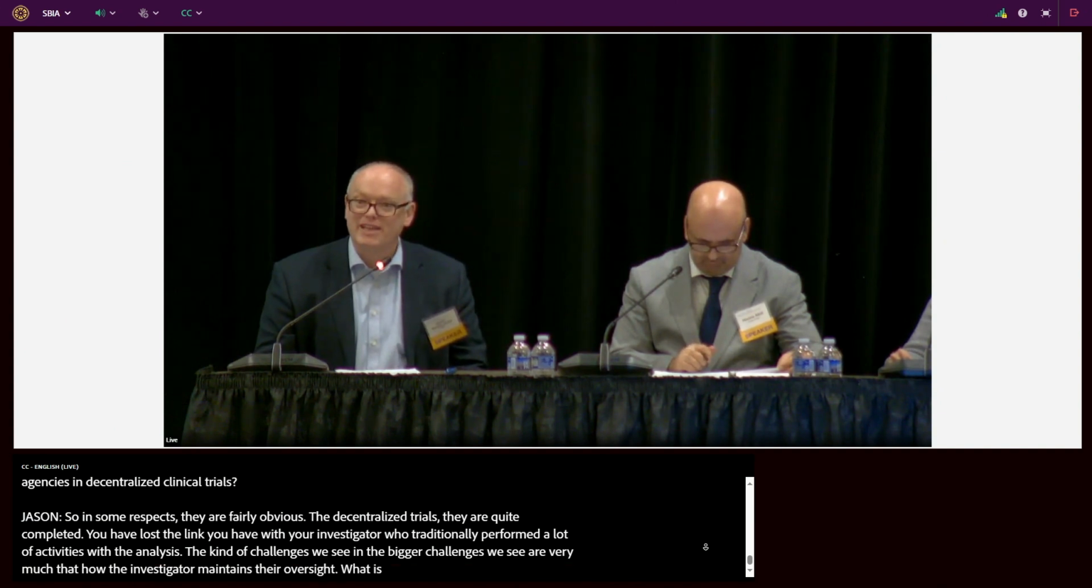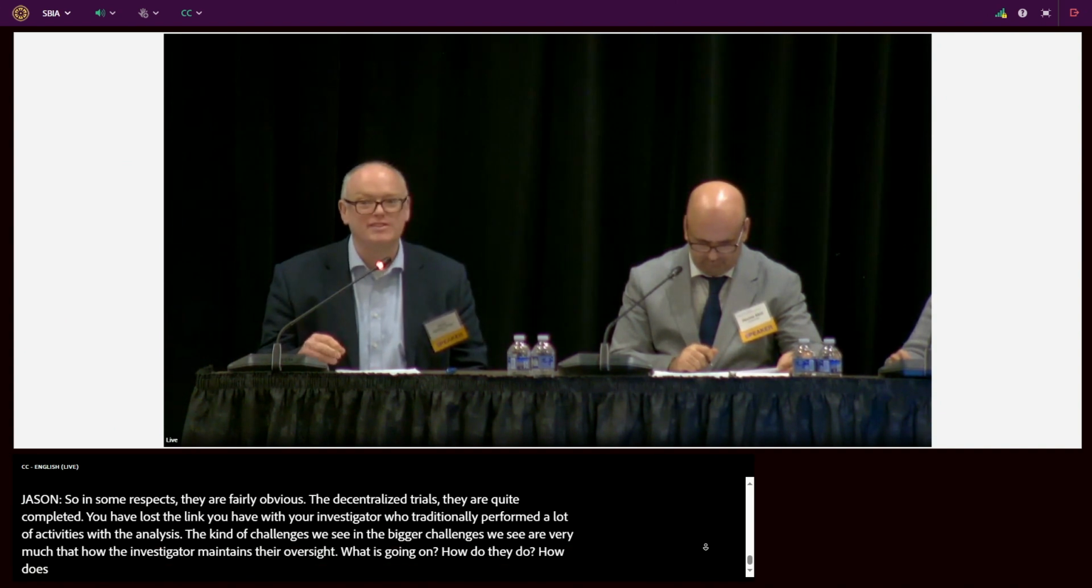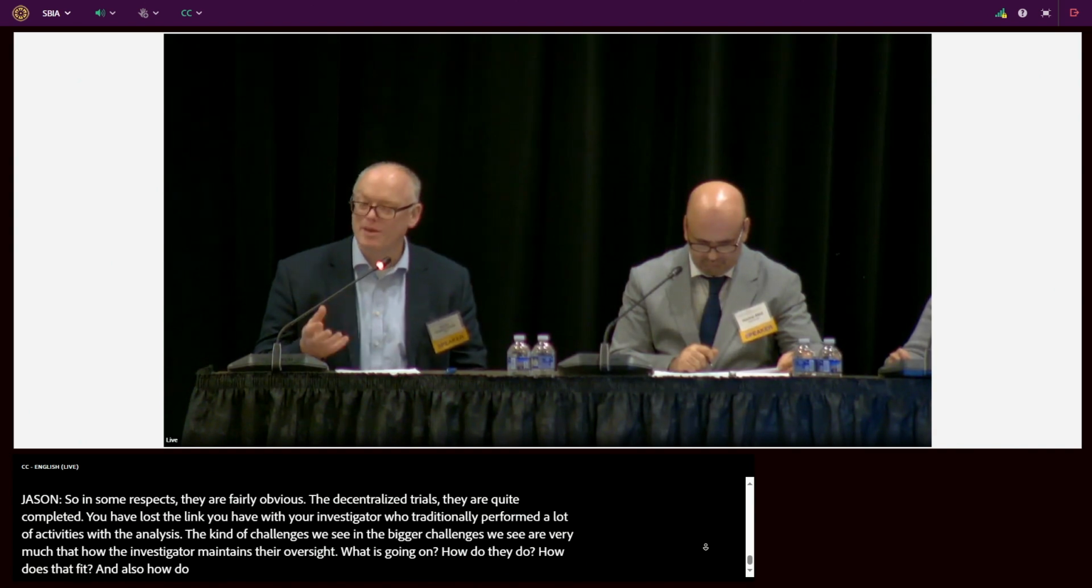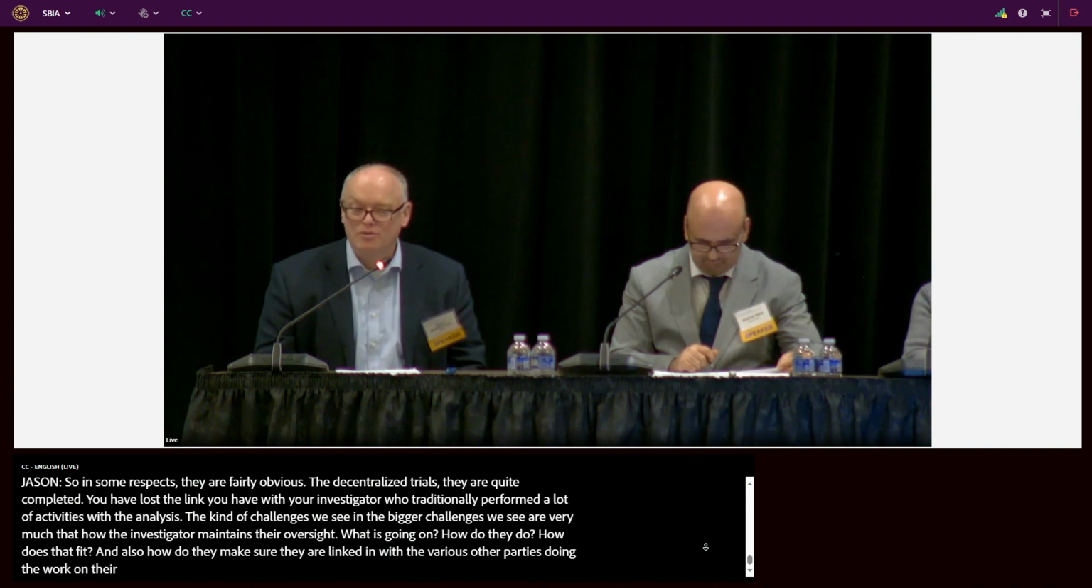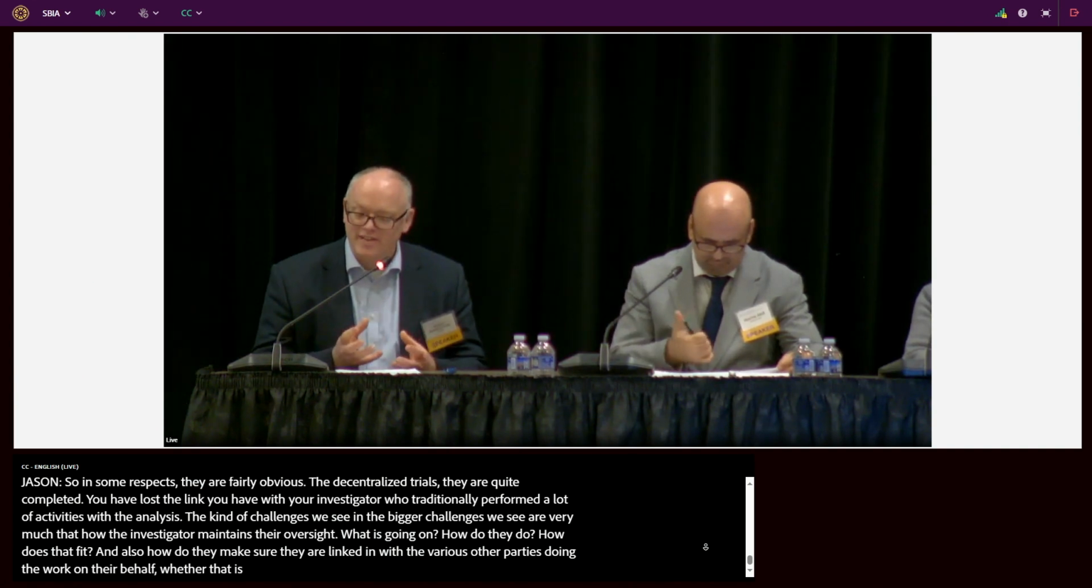Also, how do they make sure they're linked in with the various other parties that are doing the work on their behalf, whether that's the IMP provision, or various vendors, all of that kind of lot? How do they fit all that together?